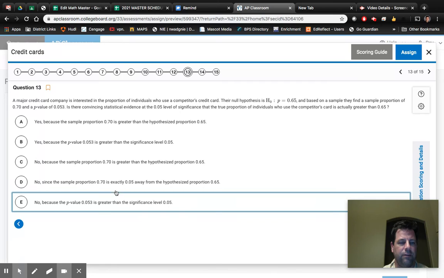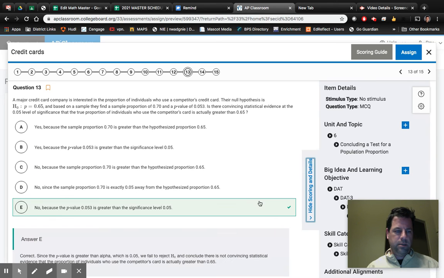Maybe put yes, but hopefully no. It's not statistically evident if it's greater than. It is statistically significant if it's less than. We're good there? Yeah, E.